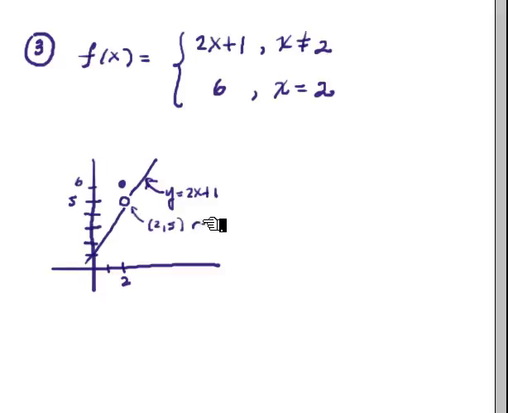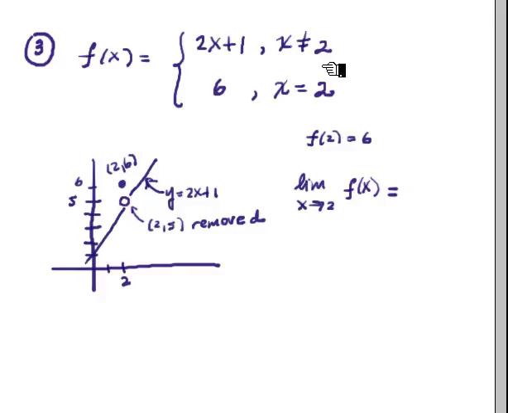Okay, so that one's removed. And the point (2, 6) is on the curve. So in this case, f of 2 is equal to 6 because of this second line over here. So what about the limit as x goes to 2? Well, for the limit, we just substitute into this polynomial. Let's call this p of x, 2x plus 1. So the limit is not f of 2, the limit is actually p of 2.